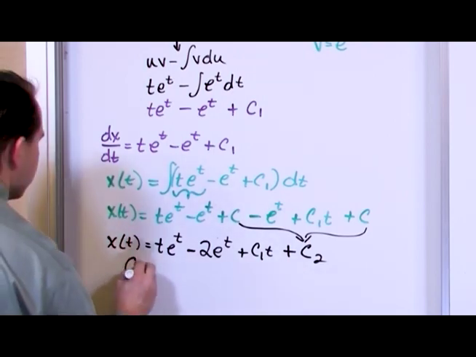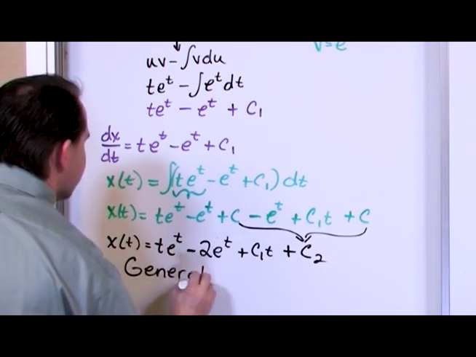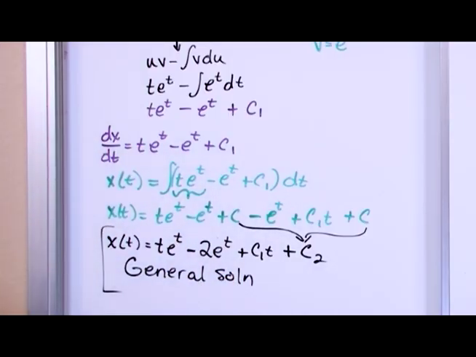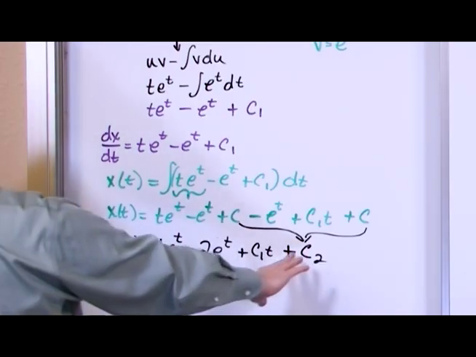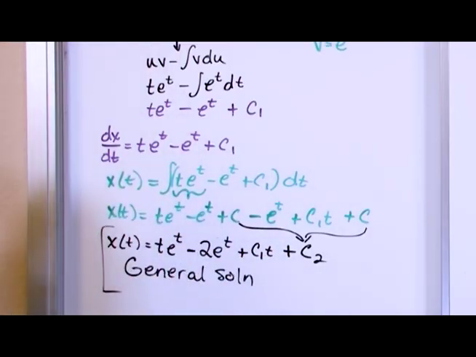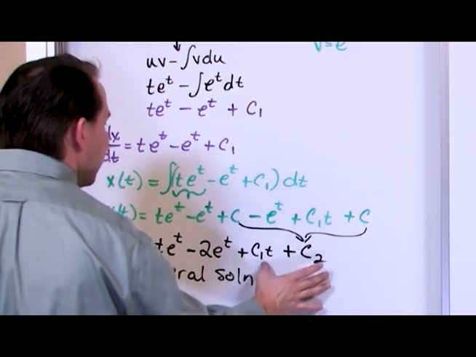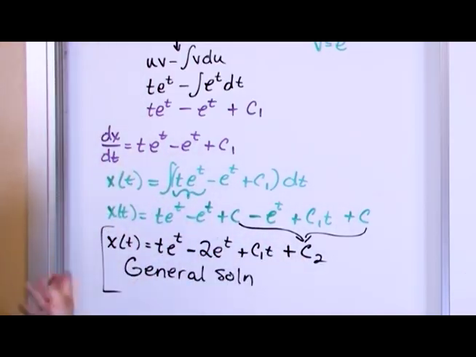This is the general solution. Okay, the general solution, t e to the t minus 2e to the t plus c1t plus c2. Now, this is an infinite number of solutions dictated by these constants of integration. They all have a similar form starting off with this, but the tail end of it is going to differ depending on how things start out.